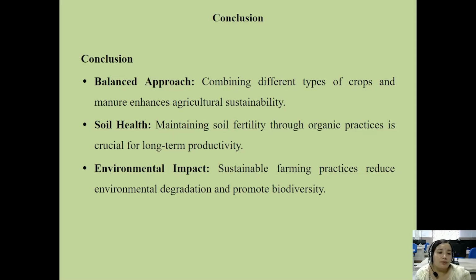We have to follow a balanced approach, combining different types of crops, doing crop rotation, mulching and intercropping, and manures, which enhances the sustainability of agriculture and the fertility of your soil. Maintaining soil fertility through organic practices is crucial for the long-term productivity of our agricultural land. Sustainable farming practices also reduce environmental degradation and promote biodiversity.